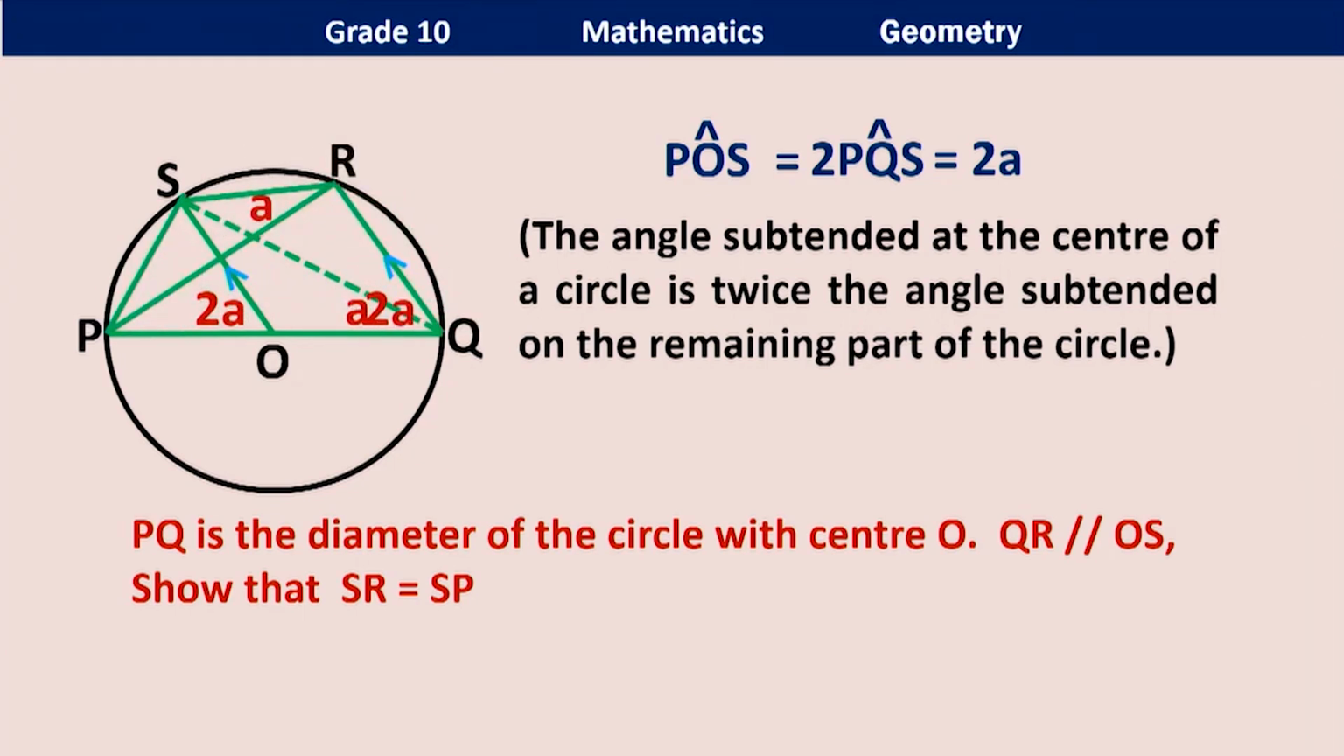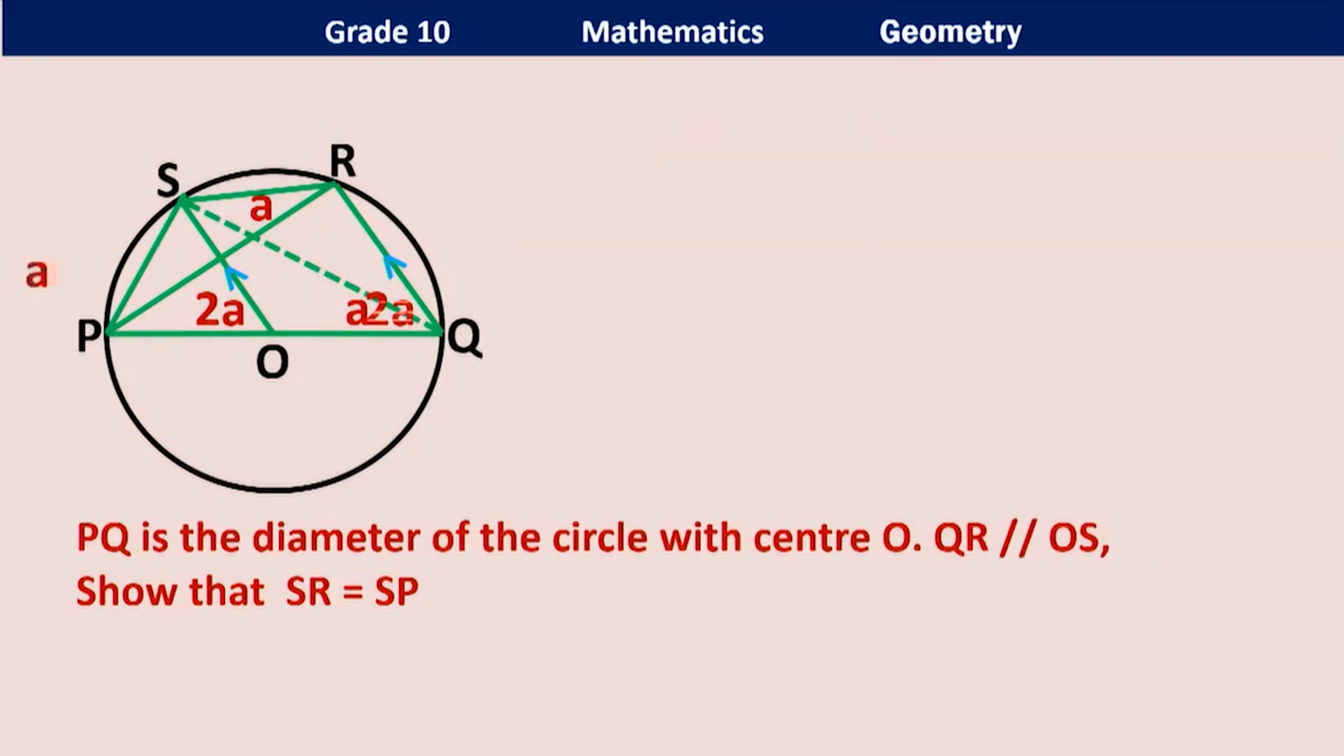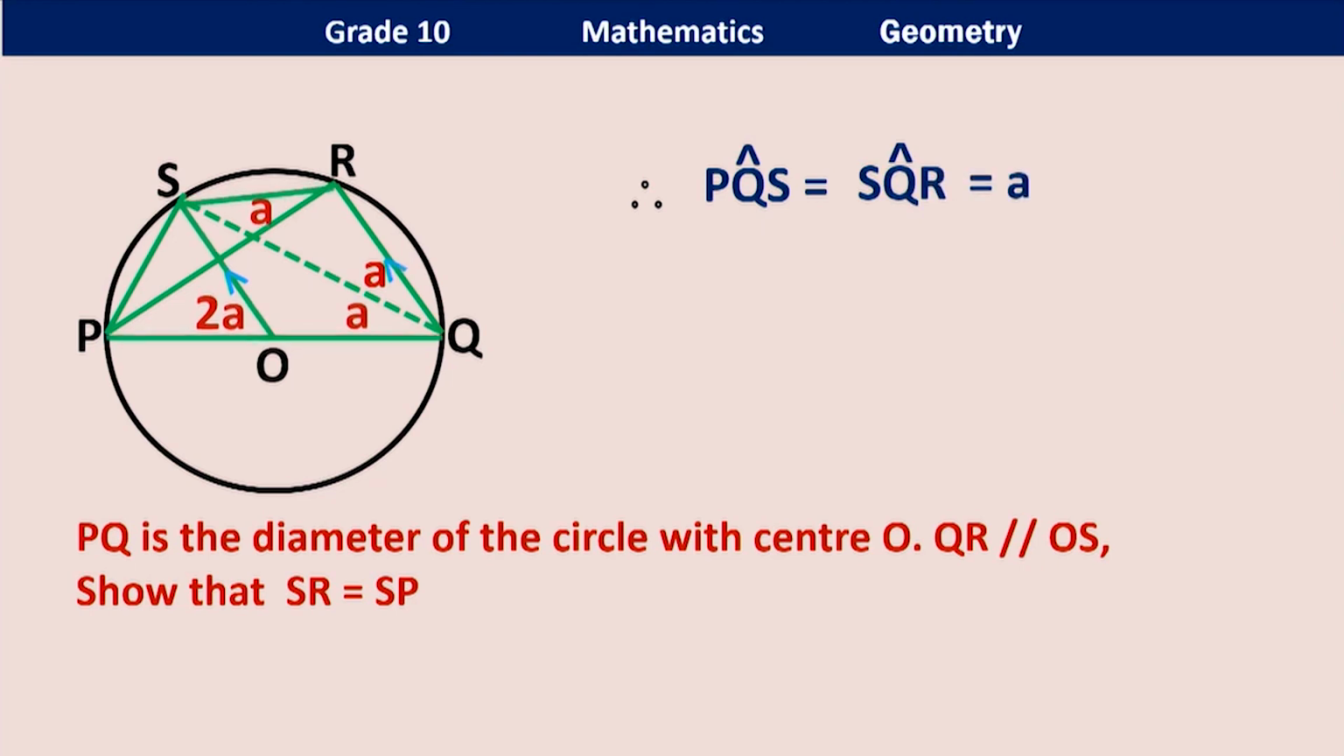Right. Now, we will get the complete figure. Now, we can say that angle OQS and angle SQR are the same in magnitude. Therefore, we have to mention both as simply A. So, we will write it. Therefore, angle PQS is equal to angle SQR, that is equal to A.